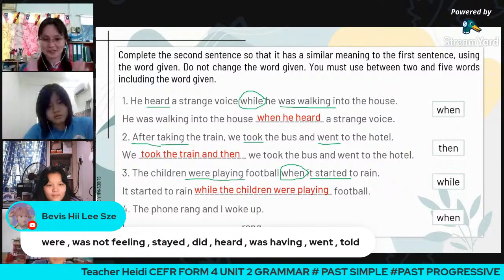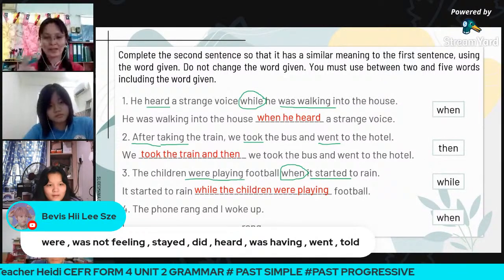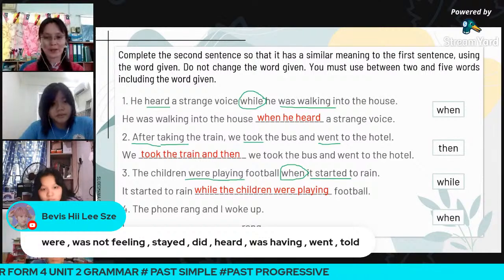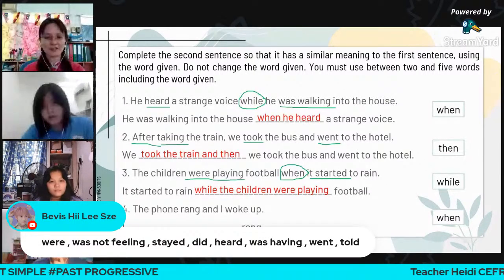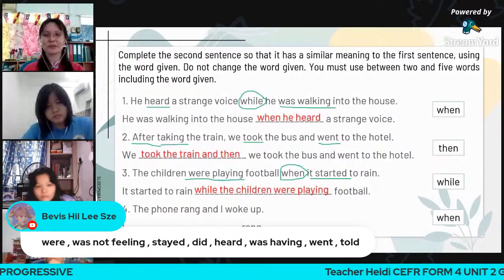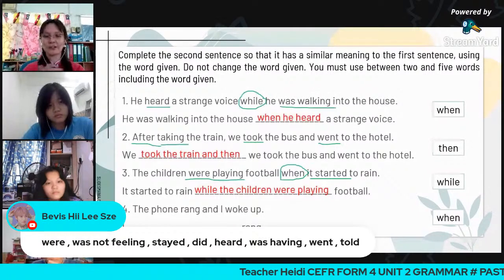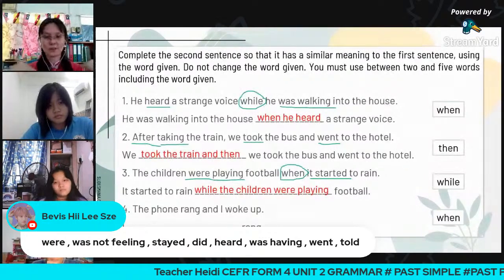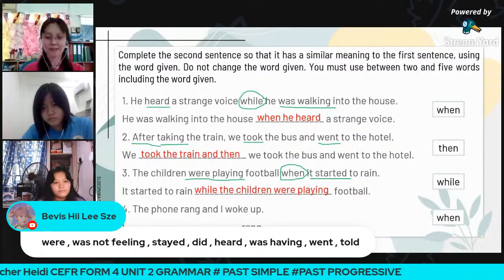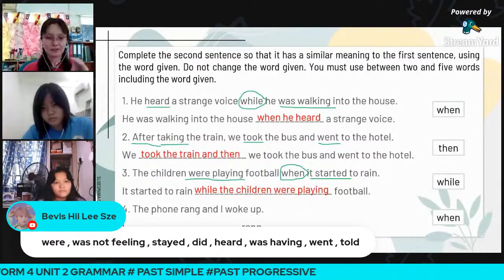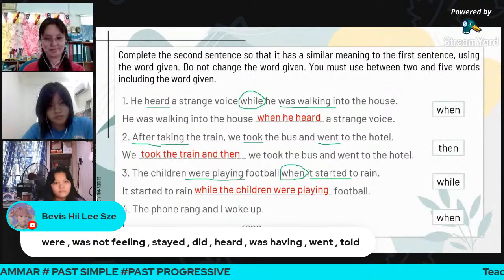I think this is easy to change, right? To when and while. So if you know how to use when and how to use while, you can change the sentence structure as you like. If you use the relative clause, two tenses appear. One is continuous, one is the simple past. Okay, the next one. The phone rang and I woke up.